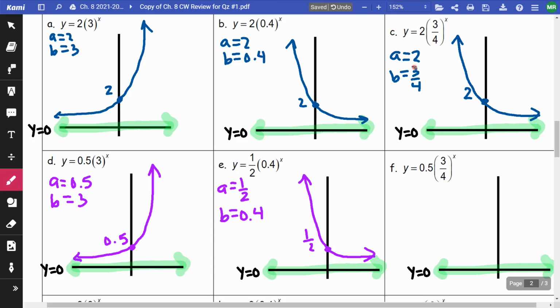On letter F, my A is 0.5. So that's where I'm going to be starting, at 0.5. My B is 3/4. So this is going to be a decreasing graph. I'm going to be starting above, going like that.